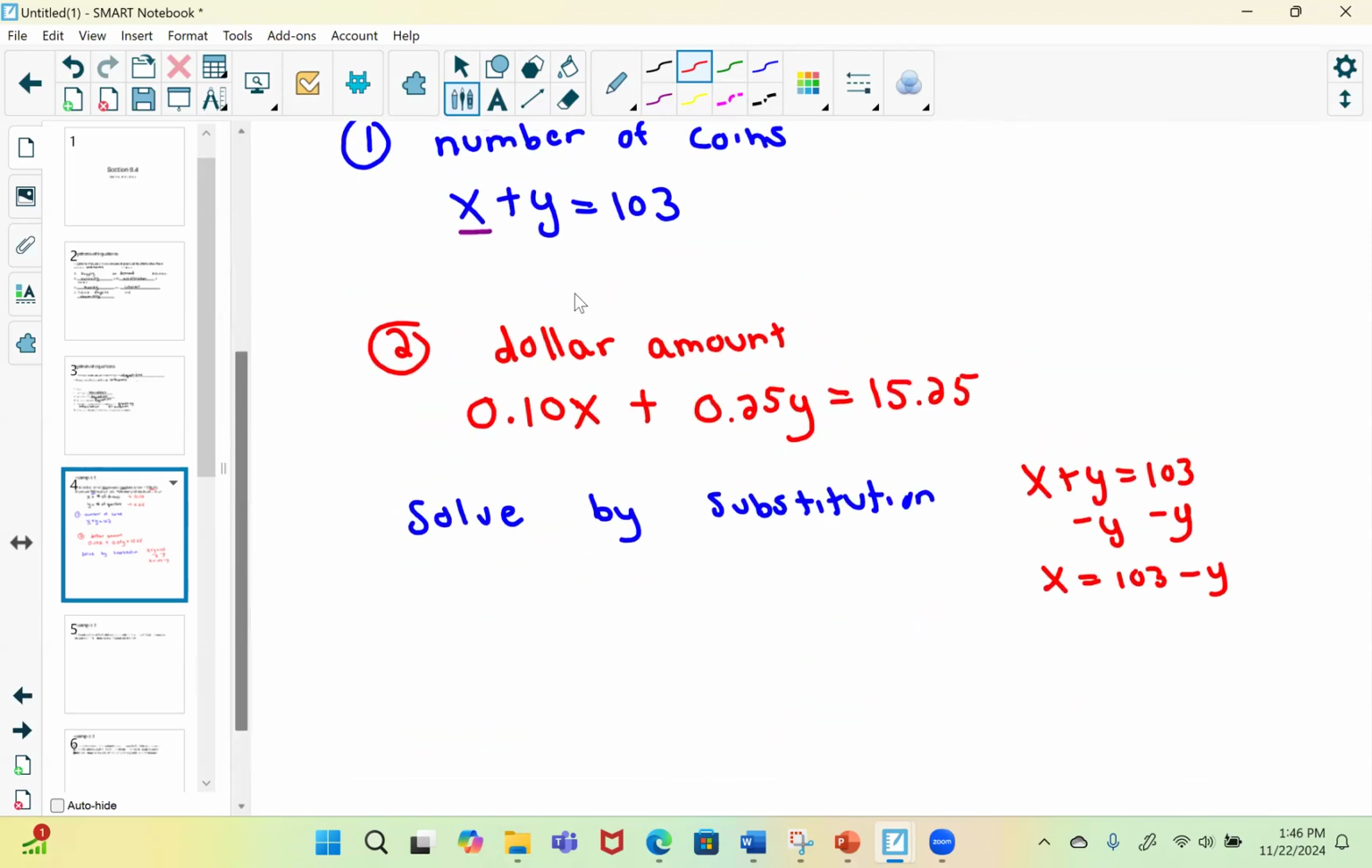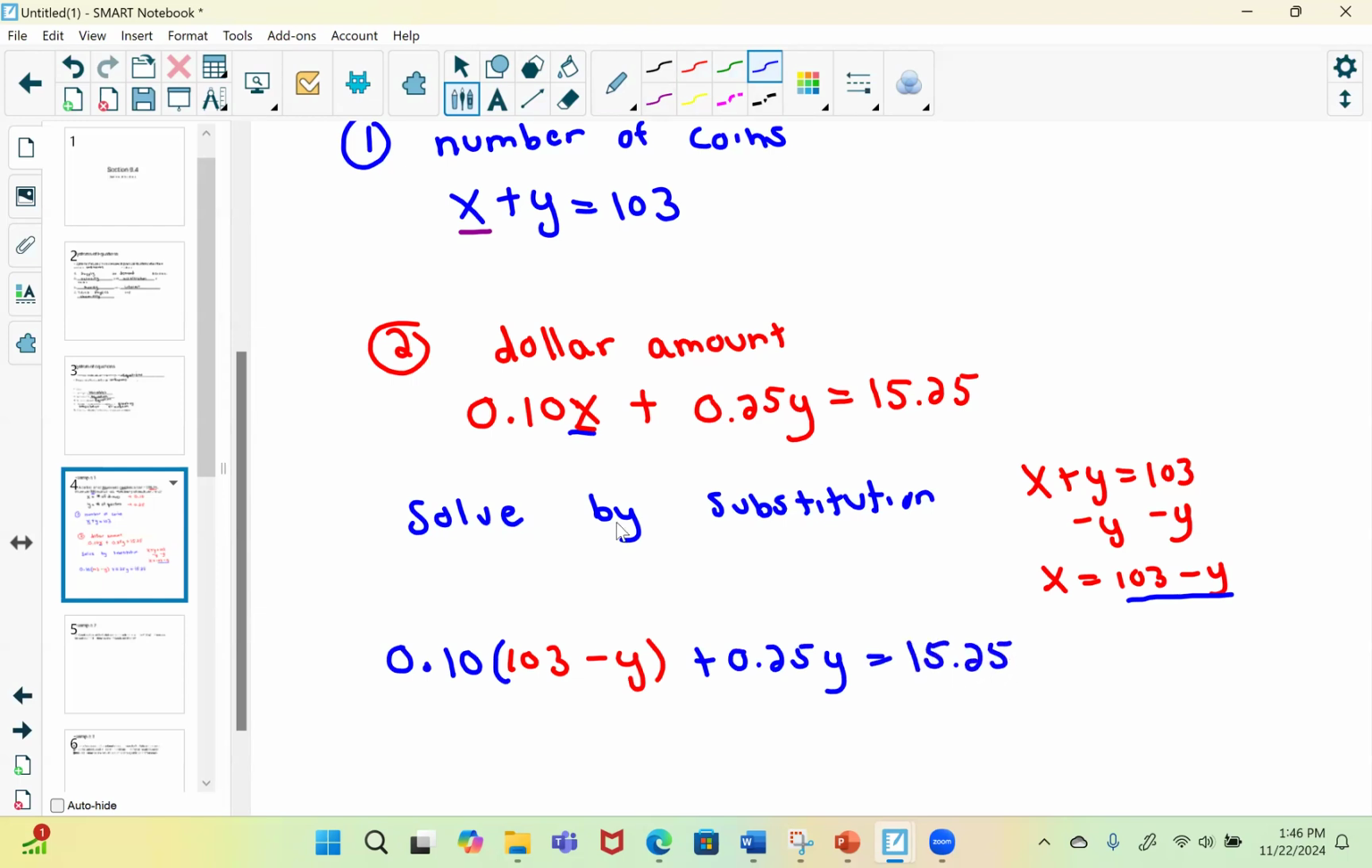Then our second step was to take this equation, what x is equal to, and replace x with it. So I have 0.10 times what x is equal to, which is the 103 minus y. So I'm replacing this x with that, plus, and then nothing else changes. And then I solve it.